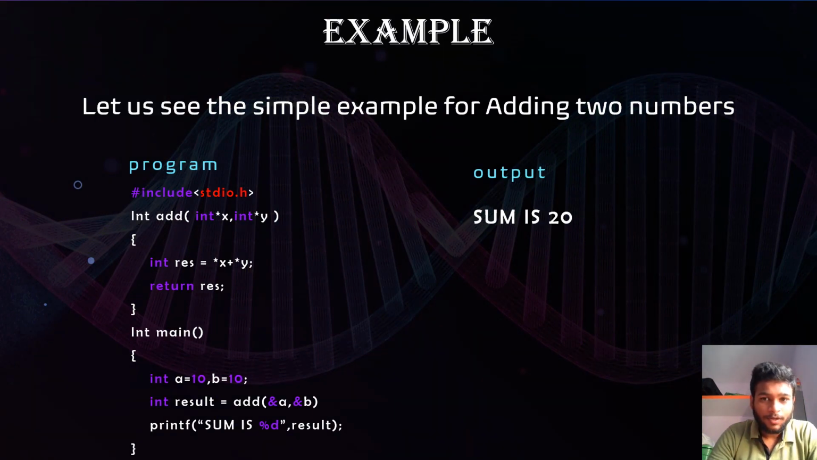Let's see a simple example of adding two numbers using pointers. Here's the program. Initially we have created a function called add, passing two parameters of data type integer, x and y. Here we add the x and y values, store them in res, and return the result. In the main method, we initialize two integer variables a and b, assigning the value 10 to both. And we call the function add, which we created initially, and the result sent from the function will be stored in result.